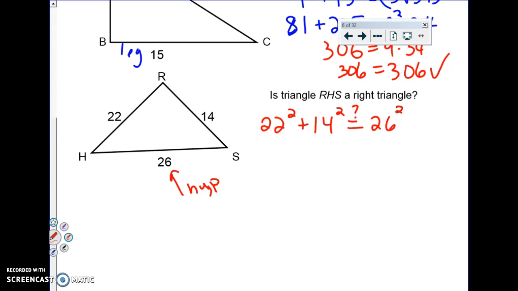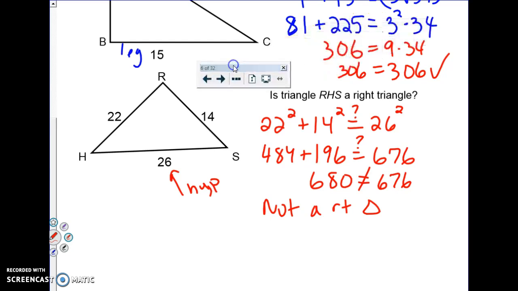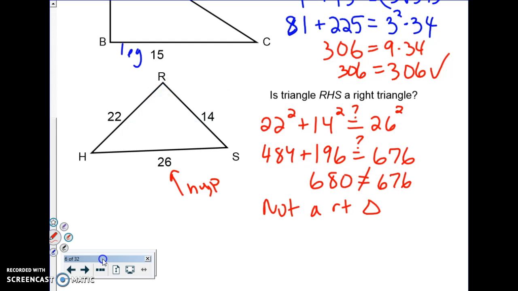Okay. So 22 squared is going to come out to 484. 14 squared is 196. And 26 squared is 676. And I add these two together and I get 680, which does not equal 676. So the conclusion is that triangle RHS is not a right triangle. All right, so that's pretty much going to be most of what you're going to see. You're going to use the Pythagorean theorem converse to show that triangles are not right triangles. Sounds good?